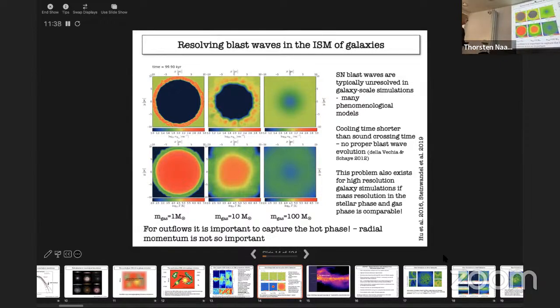Yu has written a paper about this with a resolution study and nicely demonstrated this. So the simulations I show you are kind of in this regime. We work with typically 4 solar mass resolution, so it's not as good as this, but it's not as bad as this. So we are kind of here, and we are working towards improving this.